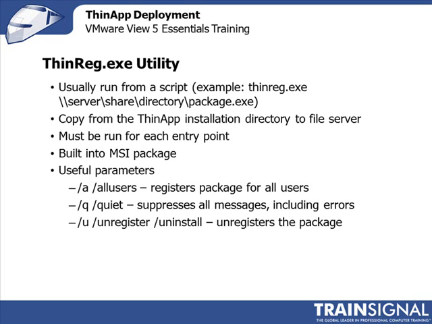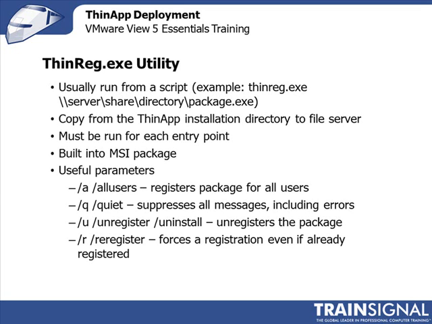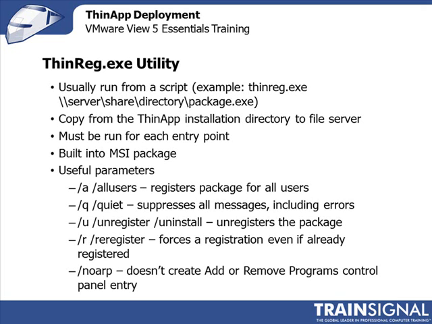The /u or /unregister or /uninstall will deregister the package from the Windows machine, removing all shortcuts, file and protocol associations, and the entry within the add remove programs. The /r or /re-register parameters will force a registration even if it's already registered. This can sometimes be necessary when using roaming profiles because pieces of the registration may already exist and can mess with the registration process on future logins. The /noARP will prevent the creation of an entry within the add remove program's control panel.